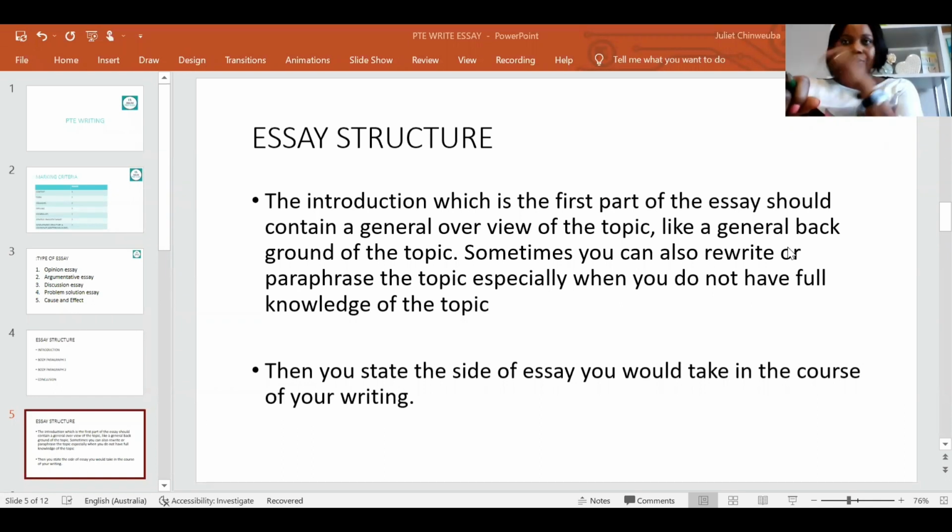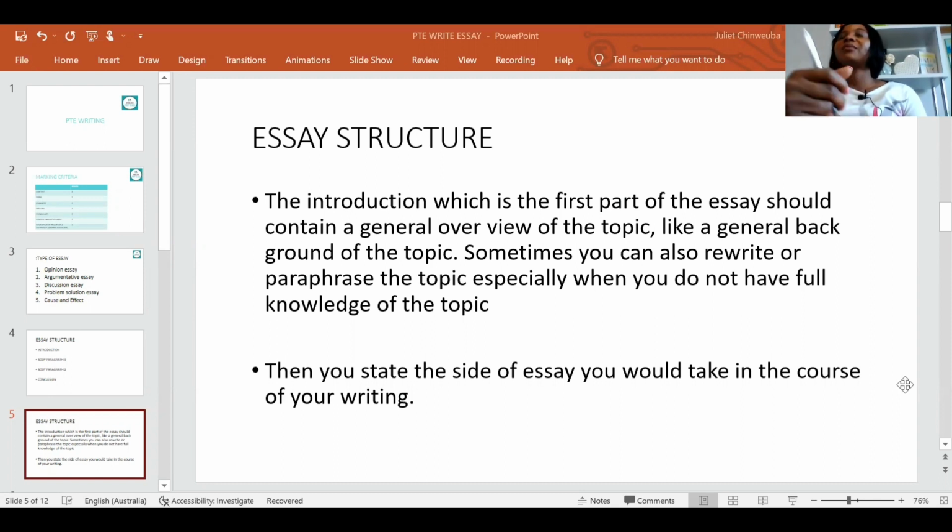Okay, guys, so the essay structure, I'm going to take time to explain it to you so that you understand it. Okay, so this is the introduction, which is the first part of the essay that anyone can see. It's the first part of the essay, and it should contain a general overview of the topic, like a general background of the topic. This is where you explain to anybody that wants to know what the essay is about. I mean, if I'm meeting you for the first time, I cannot just start saying random things. There will be some sort of introduction, something like, hi, my name is Juliet, and all that. So the same thing goes here in the introduction.